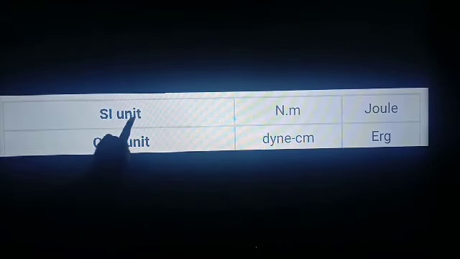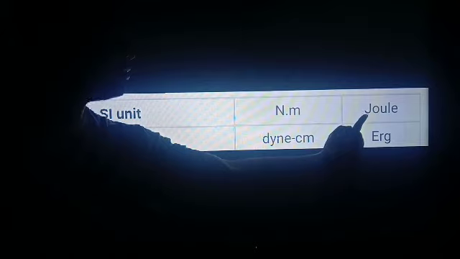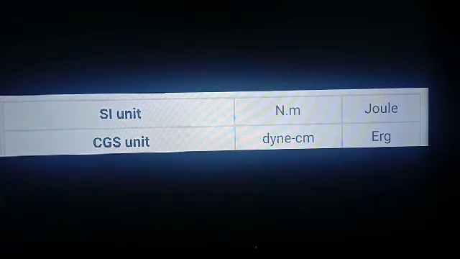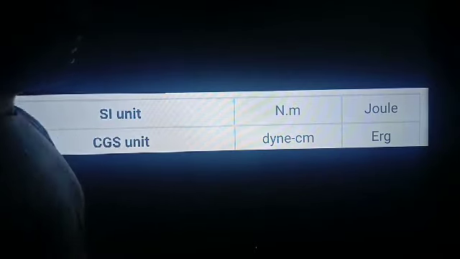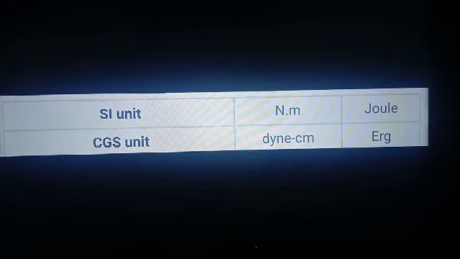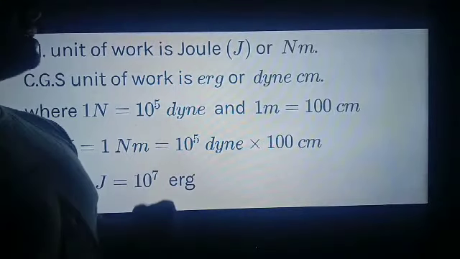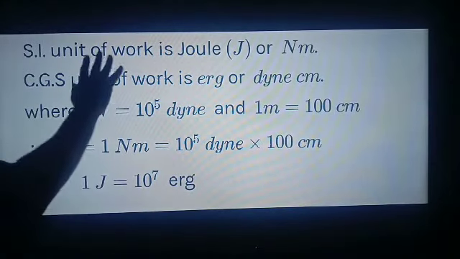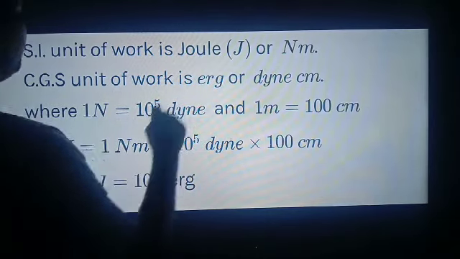Important term: the SI unit of work is joule, and the CGS unit of work is erg. Joule can also be written as Newton meter, and erg as dyne centimeter. Now the relation between joule and erg. Let's see, the SI unit of work is joule, that is Newton meter.